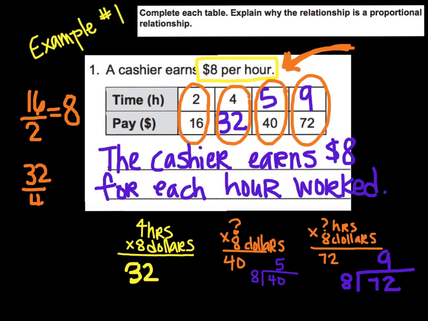32 divided by 4 is also 8. And then I would just keep going. But since the question already told me this at the beginning, that's what I can put as my reason. I don't have to do all the dividing.